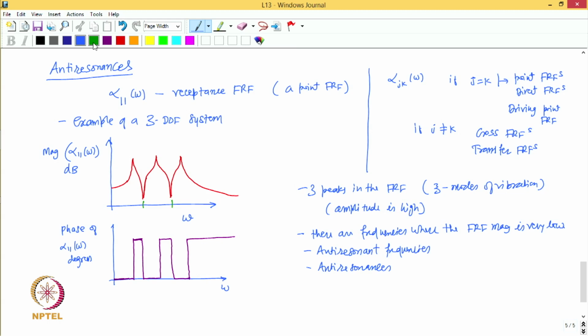So, therefore, these are the anti-resonances, so this and this, right, they are anti-resonances, right, and we can call these as resonances.